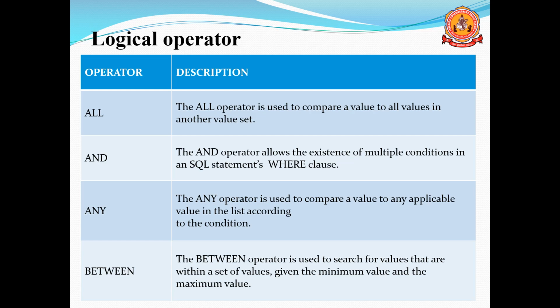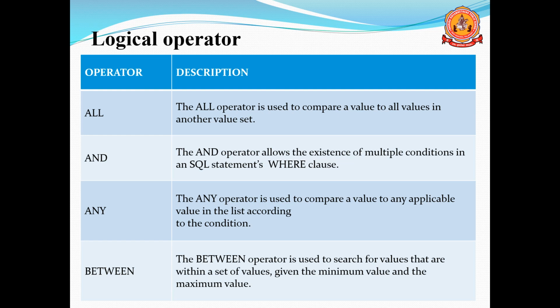So once again I will go through the different logical operators here. One is ALL. ALL means checking whether all the values are there in another value set. Next, AND means it is combining multiple conditions. In case of multiple conditions, both the conditions should be true, that is in case of AND. Next, ANY means comparing the value with any applicable value list according to the condition. Based on the condition, it is going to compare.